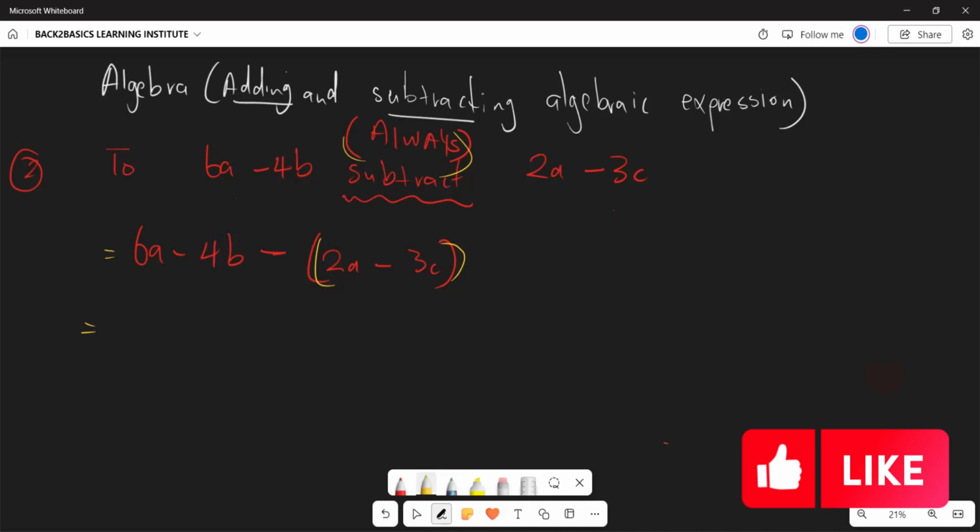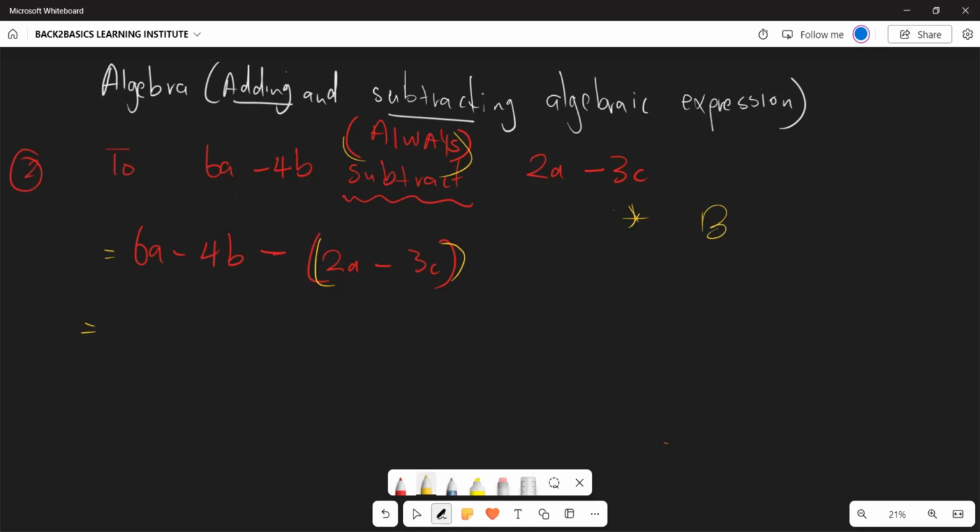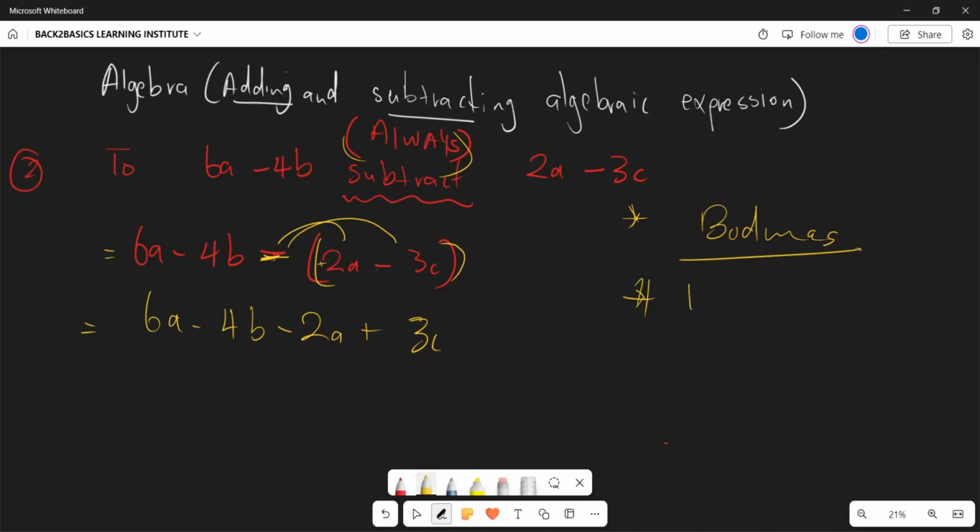Then you are going to start by applying your BODMAS, right? What does that mean? It means you are going to say this is 6a subtract 4b. And then you multiply the negative into this bracket, so this is going to be subtract 2a. Because this is negative multiplied by a positive, and negative multiplied by negative is going to be positive, positive 3c altogether. And from here you do the second step, which is like terms. You check: do you have any like terms? If yes, then you add the like terms. So this is going to be your 6a.